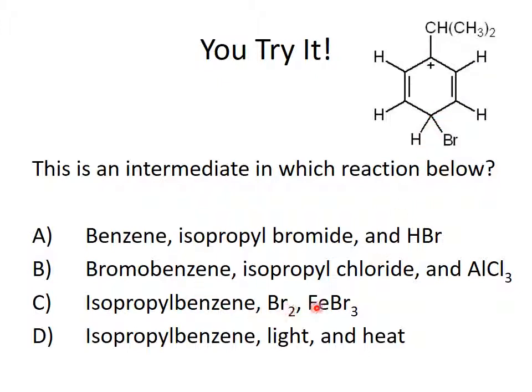Isopropyl benzene with bromine and iron 3 bromide, that looks like the ticket to get this intermediate. Isopropyl benzene, light and heat, that won't give you anything. There's no bromine even there. So you know that's not correct. So let's go ahead and look and see what's the correct answer. That one is.